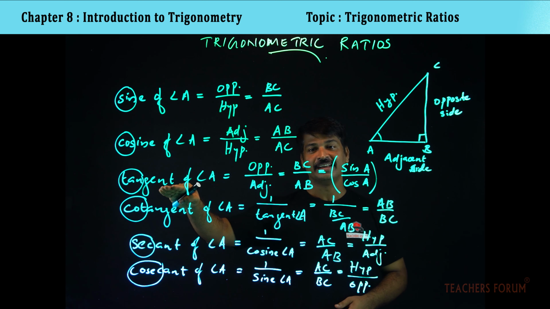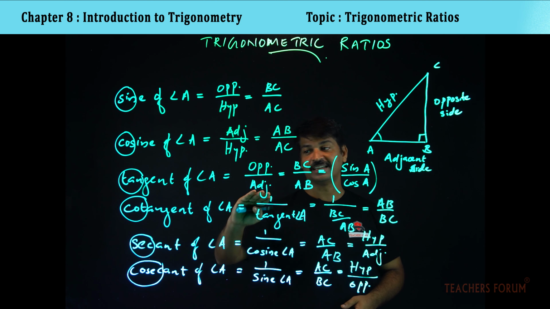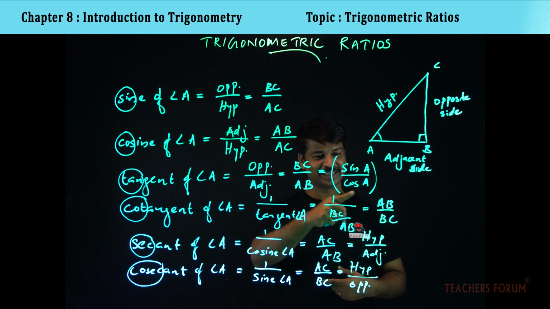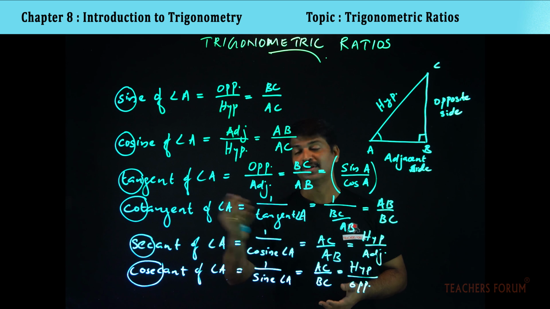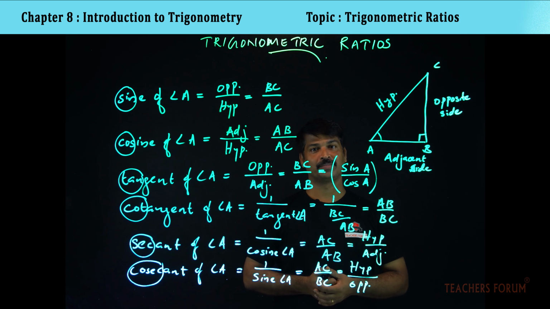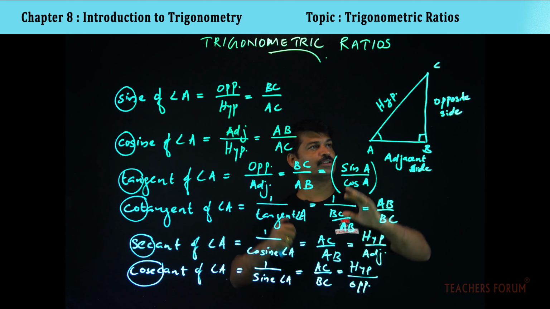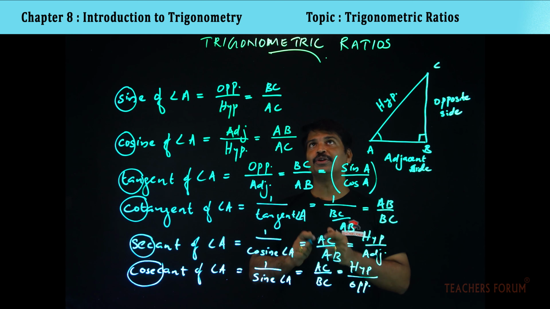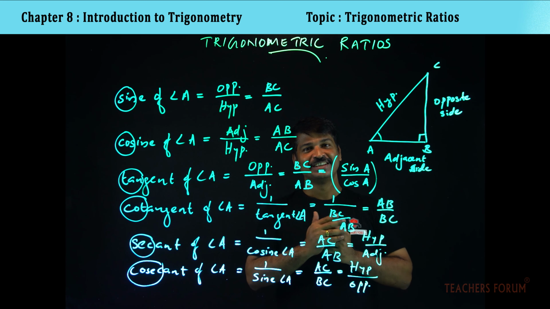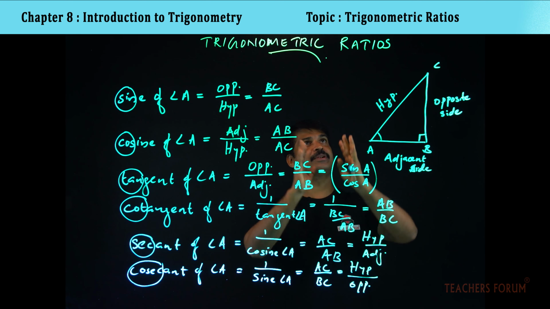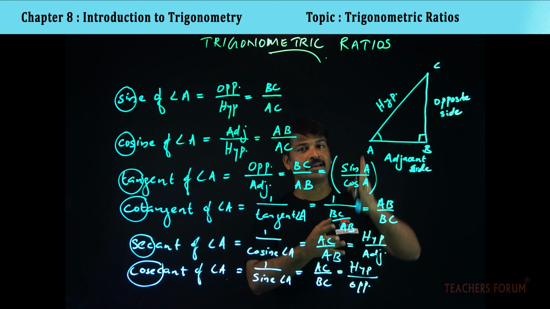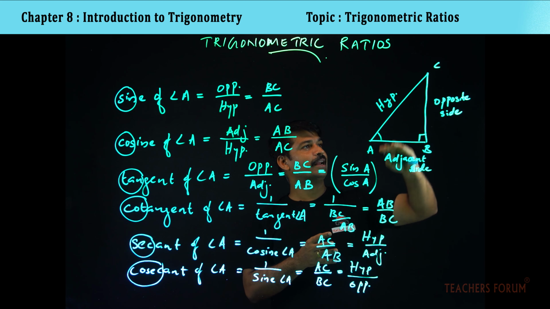Then what is tan? Tan is opposite side by adjacent side. What is cot? Reciprocal of tan. That will give you cot A. I think it is clear. You should learn by heart all these trigonometric ratios. So what do you mean by trigonometric ratios? In a right triangle, trigonometric ratios give a relationship between the angle and the length of sides.